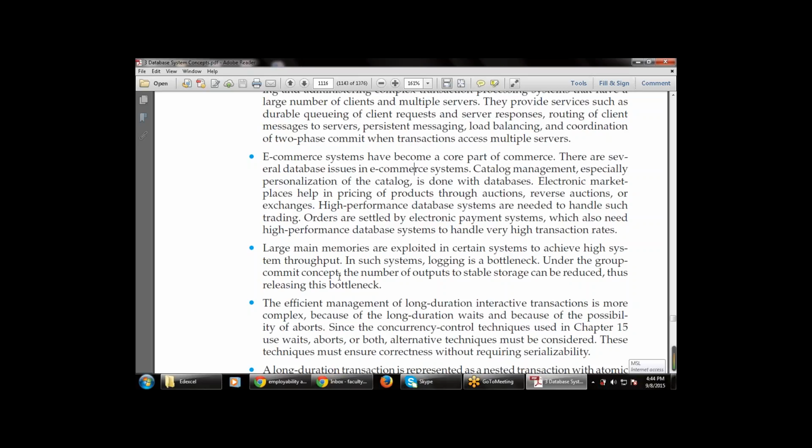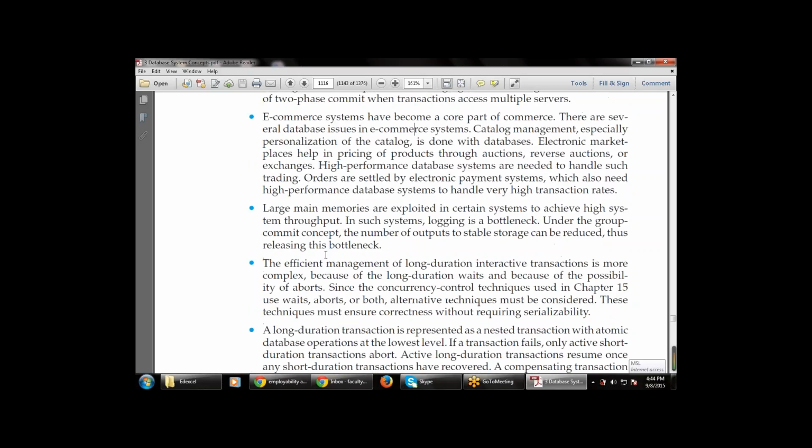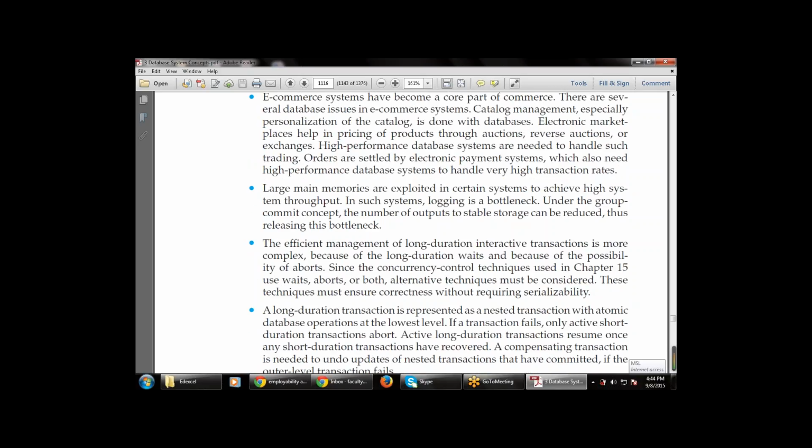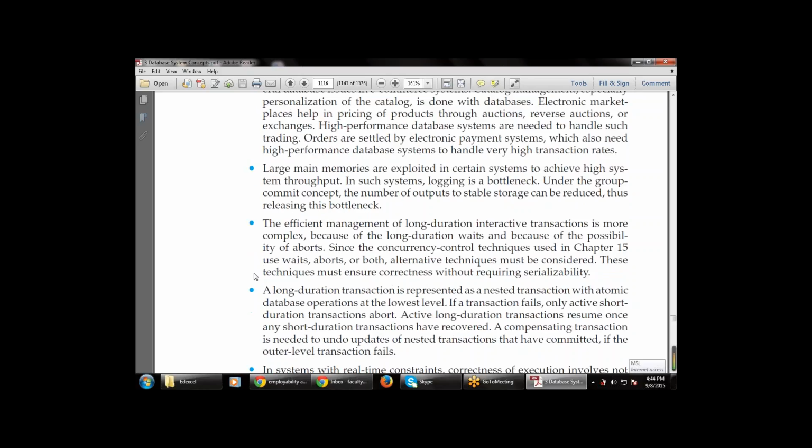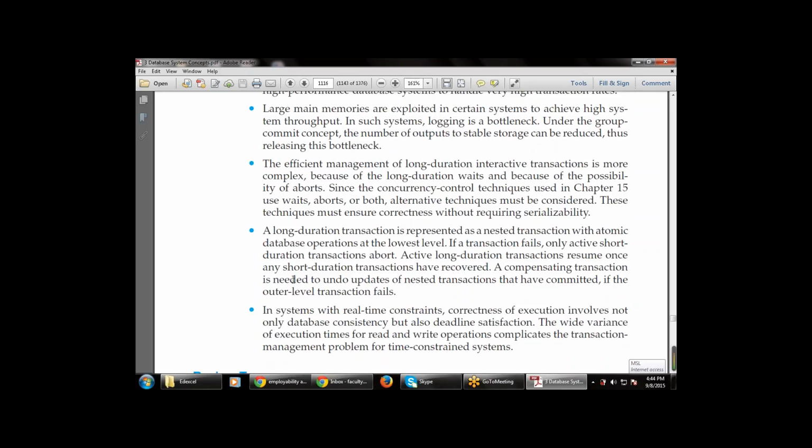The next is that efficient management of long-duration interactive transactions is more complex because of the long-duration waits and because of the possibility of abort. Then a long-duration transaction is represented as a nested transaction with atomic database operations at the lowest level, that is, the various atomic transactions that are available.